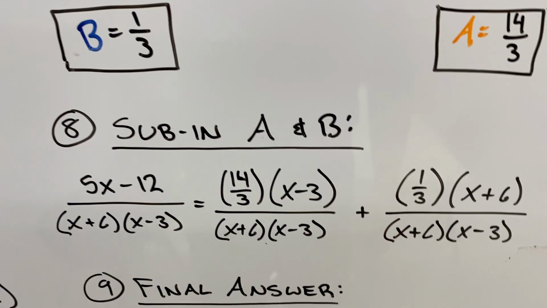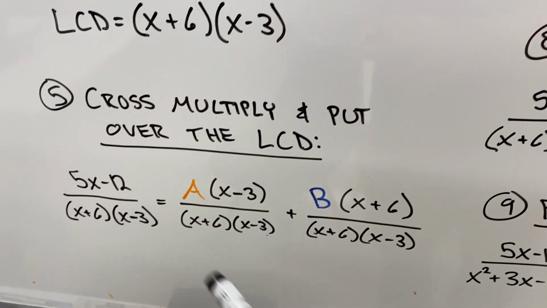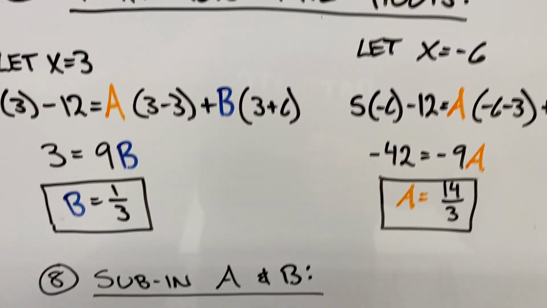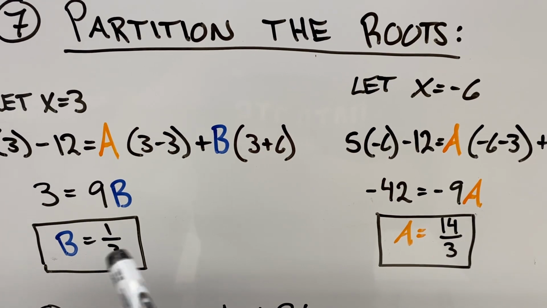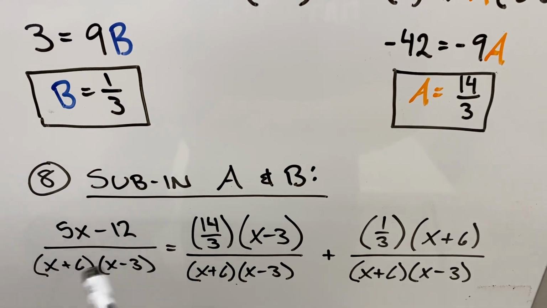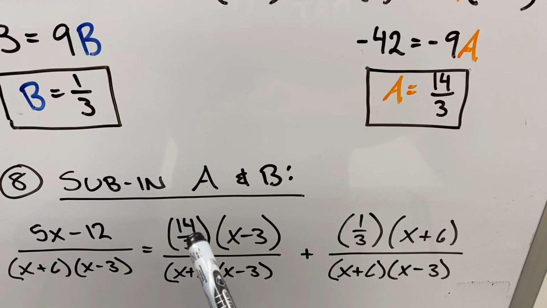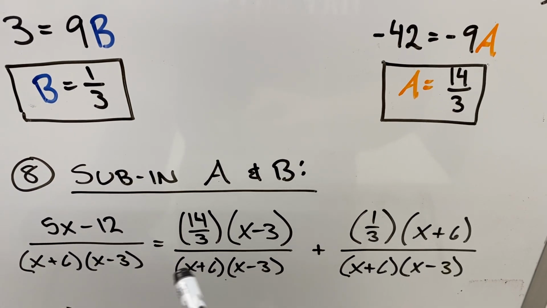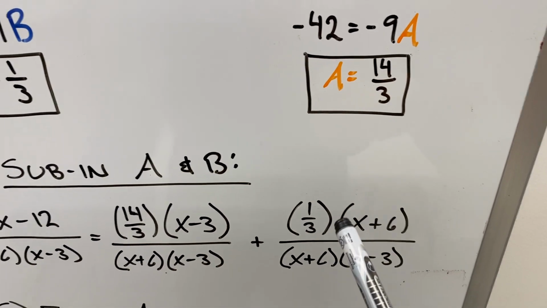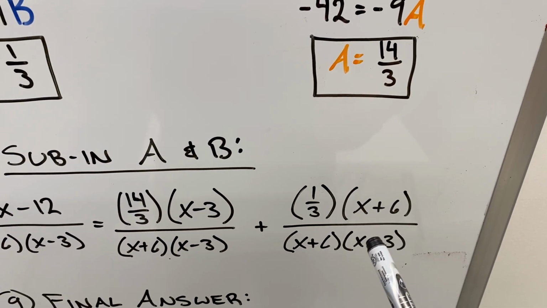Now we're going to sub in our A and B. So where we used to have A and B from step 5, now we're going to sub in what we just solved for in step 7. B is equal to 1/3, A is equal to 14/3. So the original expression here is equal to A times x minus 3, where A is equal to 14/3, all over our lowest common denominator, plus B times x plus 6, where B is equal to 1/3, all over our lowest common denominator.